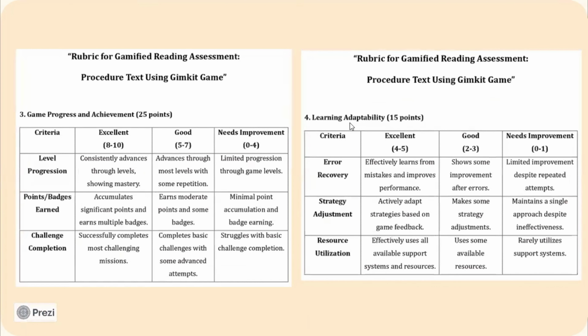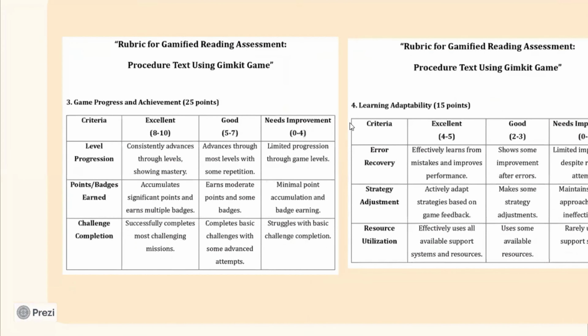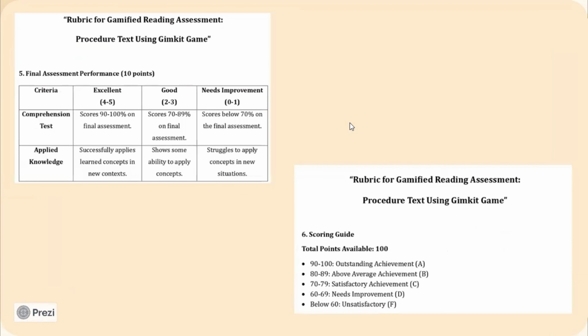So the third rubric is game process and achievement. The criteria are level progression, points or badges earned, and challenge completion. And the fourth is learning adaptability. So the criteria are error recovery, strategy adjustment, and resource utilization. And the fifth is final assessment performance. So the criteria are comparison text and applied knowledge.